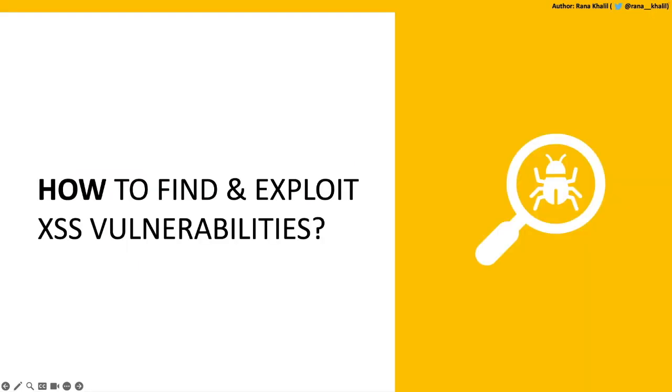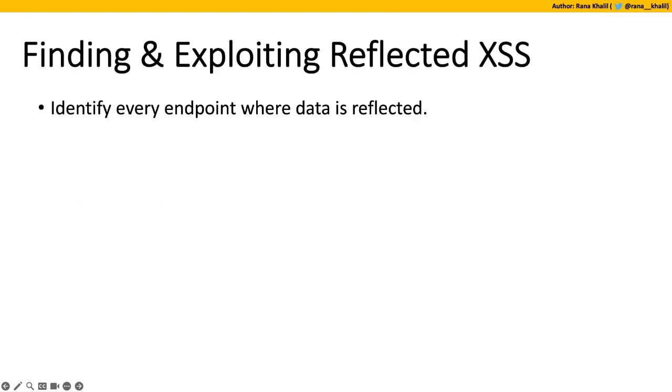Alright, so far we've learned the theory behind cross-site scripting vulnerabilities, and we looked at the three different types of XSS vulnerabilities. In this section, we're going to discuss how to find and exploit these types of vulnerabilities. Finding and exploiting XSS vulnerabilities varies slightly depending on the type of cross-site scripting vulnerability. So the way we're going to approach this section is we're going to discuss it based on each type, and we'll start off with reflected cross-site scripting vulnerabilities.